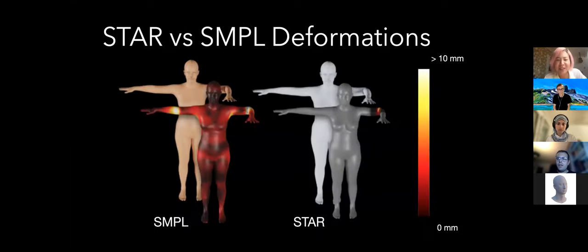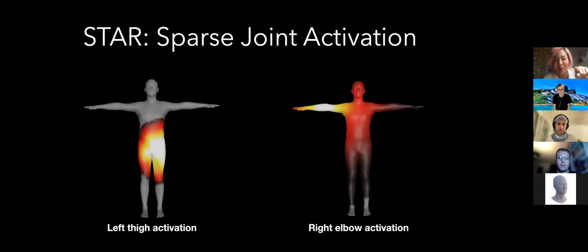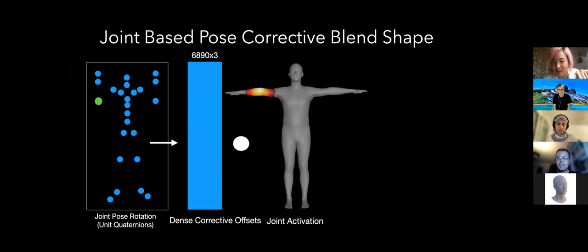Sorry, I don't understand the sparsification part. Like, it's basically meaning if you go back to the joint activation, if you're only updating the pose blend shapes for like the elbow, only do that reach. Like, how did you get the joint activation?